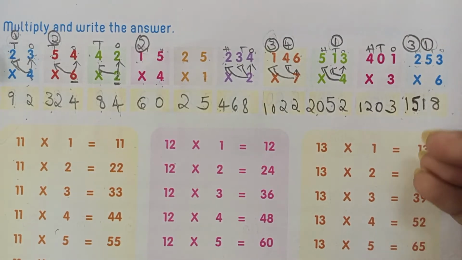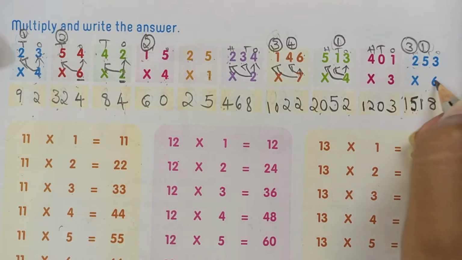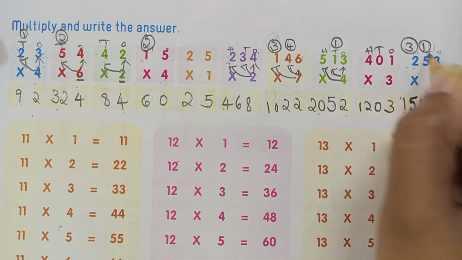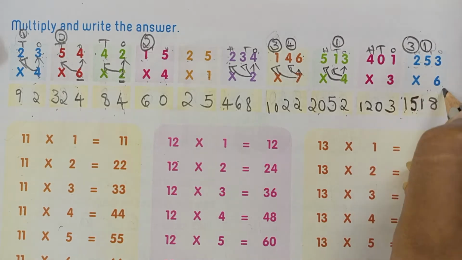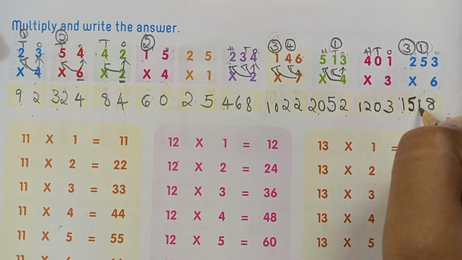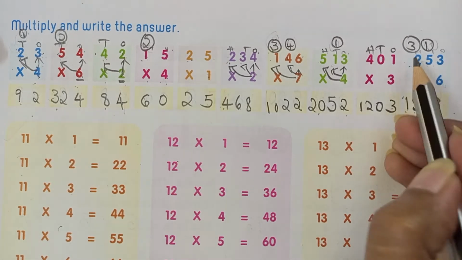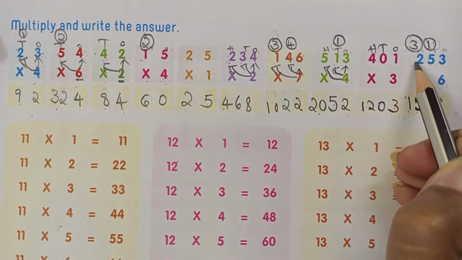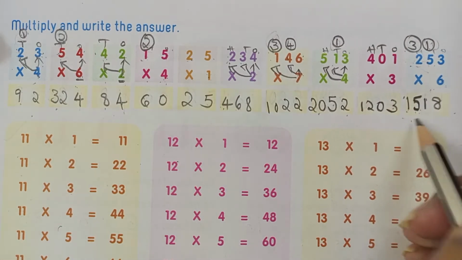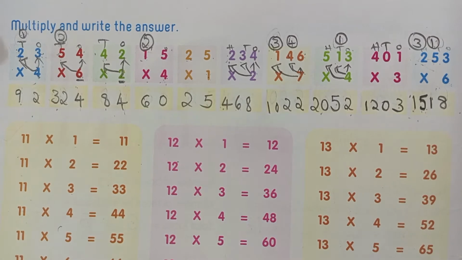253 into 6. Again I am saying the same sum. 6 threes are 18. 1 carry out to tens place. 6 fives are 30, 30 plus 1, 31. So 1 in the tens place, 3 carry out to hundreds place. 6 twos are 12, 12 plus 3 is 15.